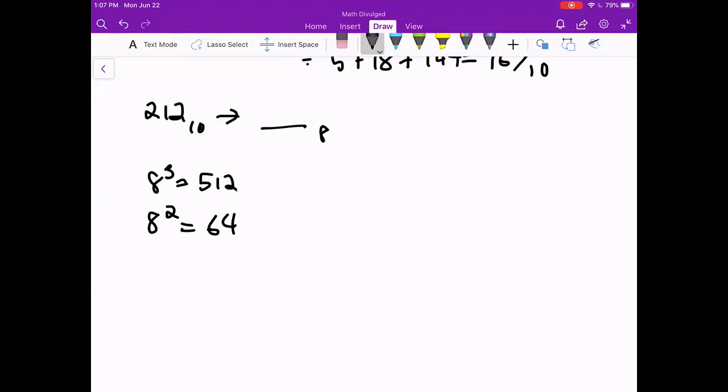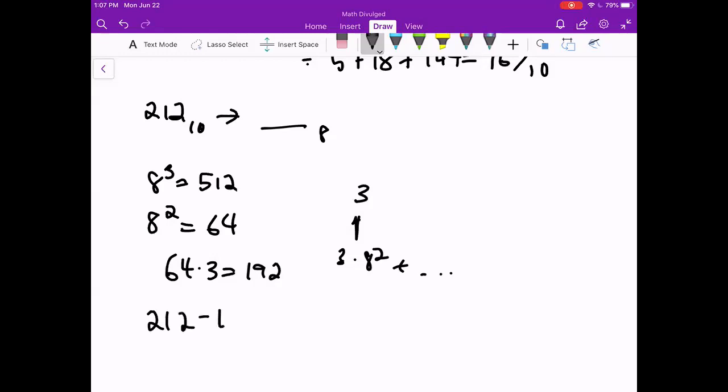And how many times does this go into 212? Well, this goes into it at most 3 times, because 64 times 3 is equal to 192. So that will make 3 our first, or rather our leftmost digit, because 212 is equal to 3 times 8 squared plus ... which we'll get to later. So now that we took away 192, let's subtract that. 212 minus 192 is equal to 20.